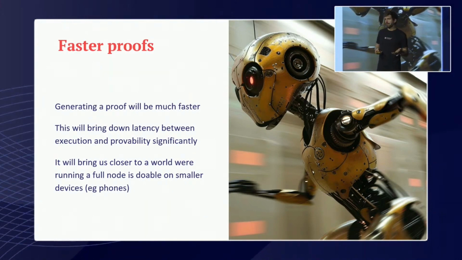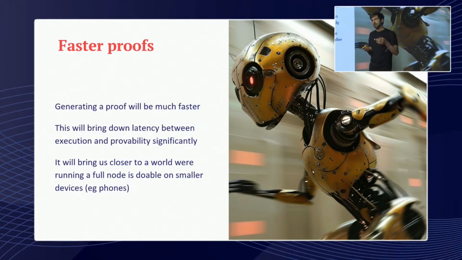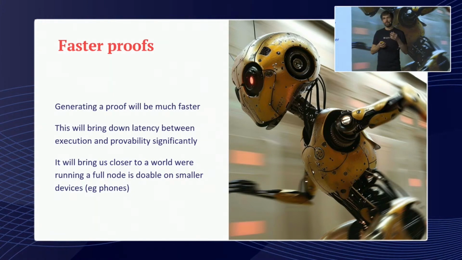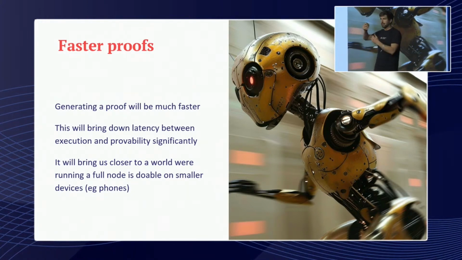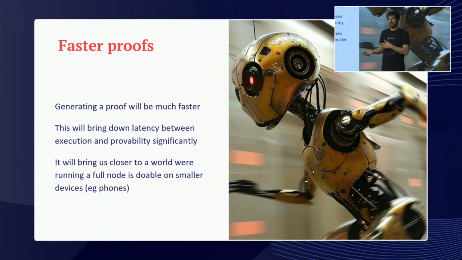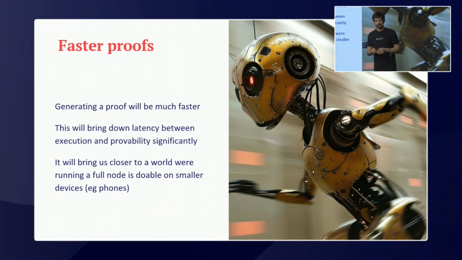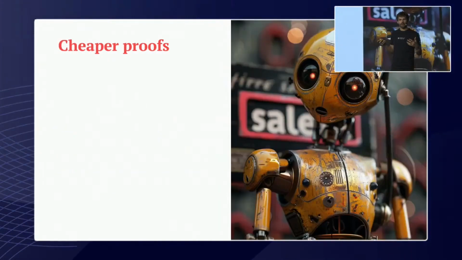It will make it a possibility, right? So it will bring us closer to a world in which you have very large sequencers that generate blocks and then generate proofs very closely after, and those proofs can be verified by small devices such as cell phones, Raspberry Pi, fridges, you name it. So that's faster proofs, right? That will be very good and it will make the UX much better.